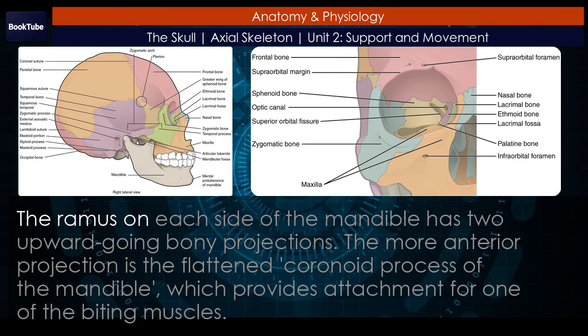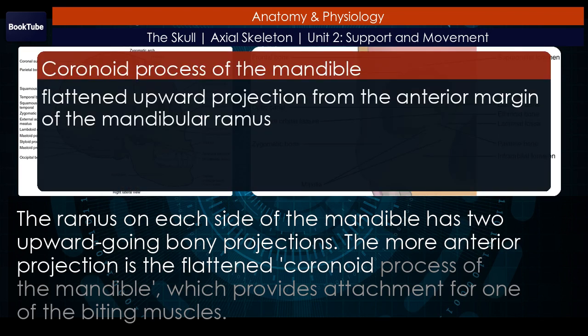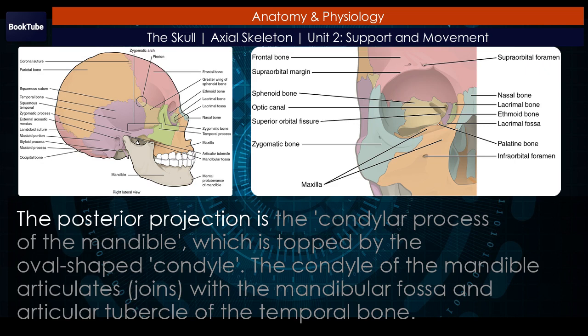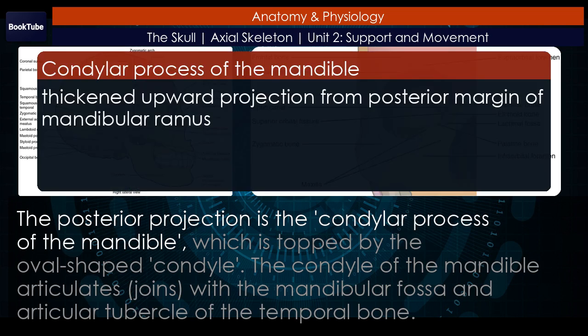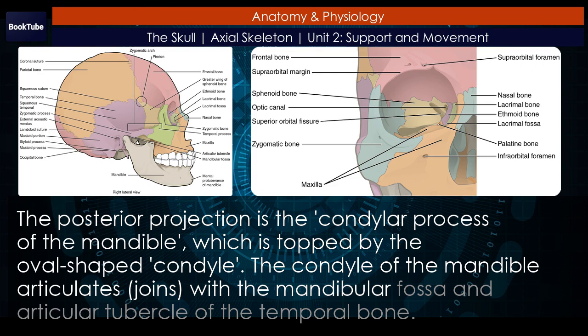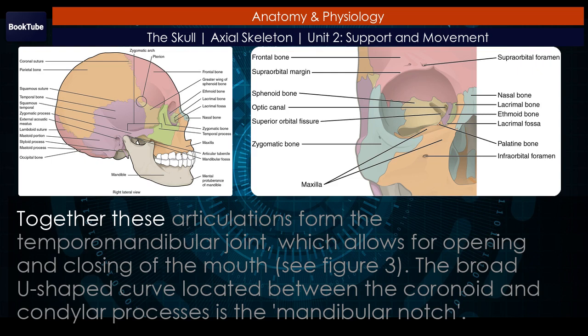The ramus on each side of the mandible has two upward-going bony projections. The more anterior projection is the flattened coronoid process of the mandible, which provides attachment for one of the biting muscles. The posterior projection is the condylar process of the mandible, which is topped by the oval-shaped condyle. The condyle of the mandible articulates, joins, with the mandibular fossa and articular tubercle of the temporal bone. Together these articulations form the temporomandibular joint, which allows for opening and closing of the mouth.